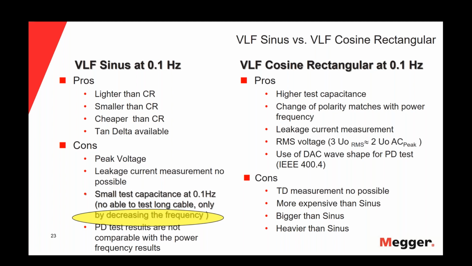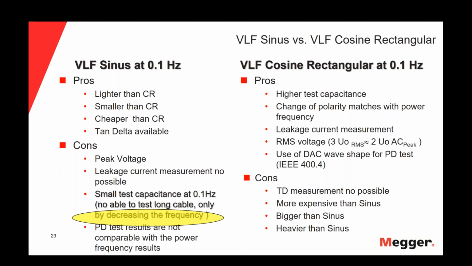And there is a specific standard, the IEEE 400.4, that discusses the partial discharge test using the damped AC. The cons of the VLF cosinus rectangular is that we cannot measure the tan delta, and normally the units are more expensive than the sinus, bigger and heavier. So these are some of the cons that we have with the cosinus rectangular wave shape.